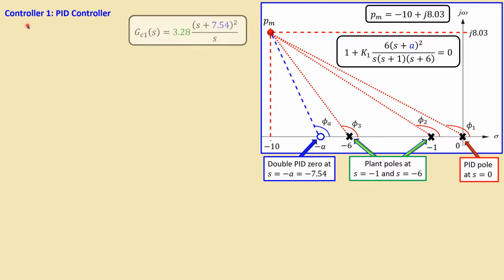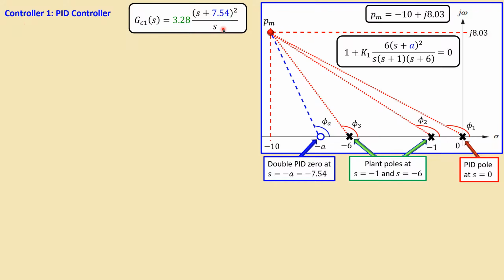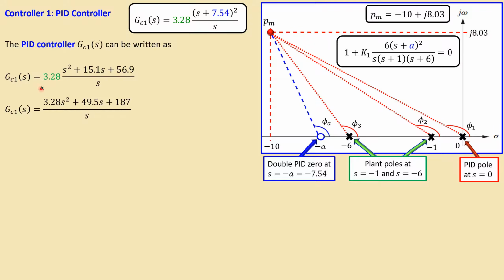Now let's first again set up the controller 1. This is the expression. You can also write it down in different forms, so you can say, okay, I will work out these parentheses. That will give you a second order expression, polynomial. So s squared plus 7.54 times 2, and then also times s, and then the square of this 7.54. You divide that of course by s, and if you do also multiplication of this 3.28 for each term in the numerator, you will get this expression.